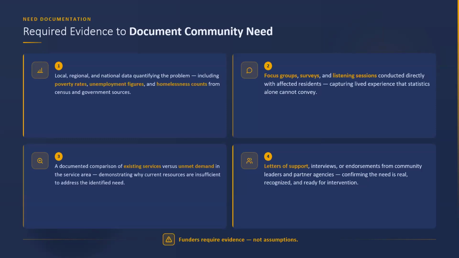For example, you might get it from a parent that says my child is a 10-year-old who's in need of the type of services that this particular program provides. And you can gather that information either by a letter of support, interviews, or endorsement from community leaders and partner agencies, confirming that the need is real, recognized, and ready for intervention.